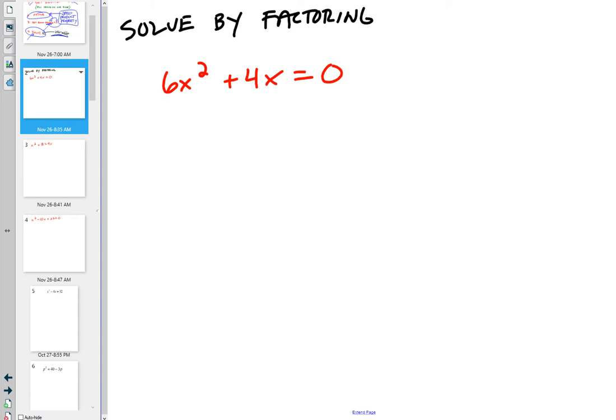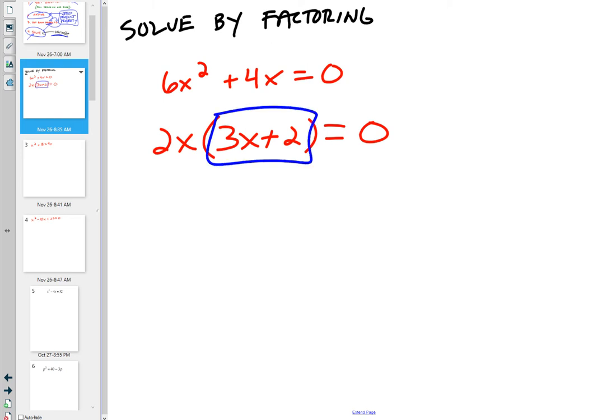Caleb, do we have a greatest common factor here? Both. Jasmine, do we have a greatest common factor here? Very good. Now, not only do they have two, they can both be divided by two, but they also have both of the x. So we're going to factor out the 2x. And even though I have two terms left, those two terms are not quadratic. There's no more exponents in there. So I'm done factoring.